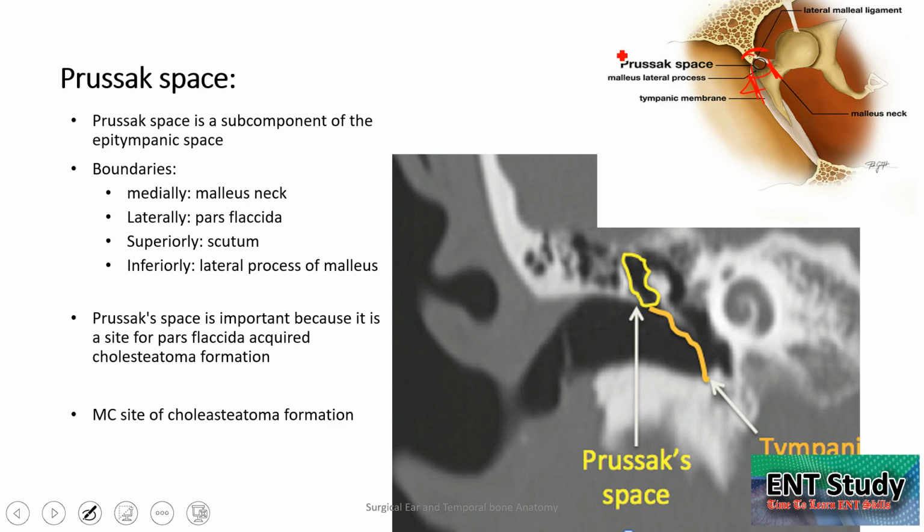It's important because it is the most common site of cholesteatoma formation, and because this is the part of the pars flaccida which retracts inside, and this makes a retraction pocket. This picture is showing the HRCT of a temporal bone in which we have outlined the Prussak space.